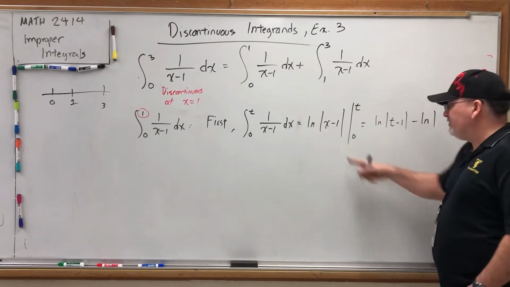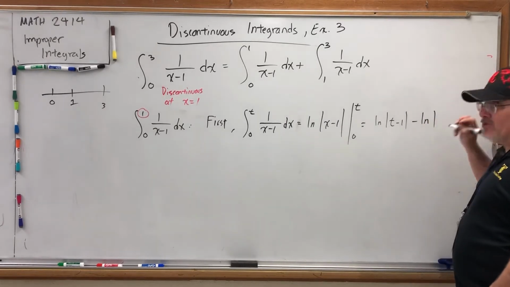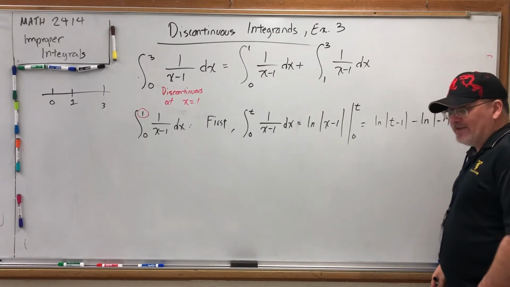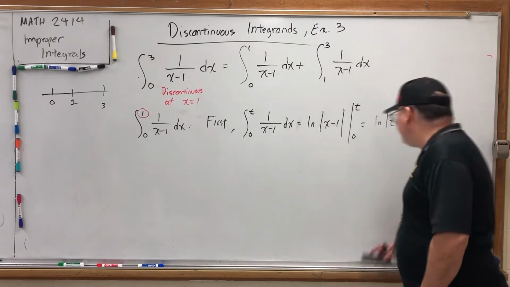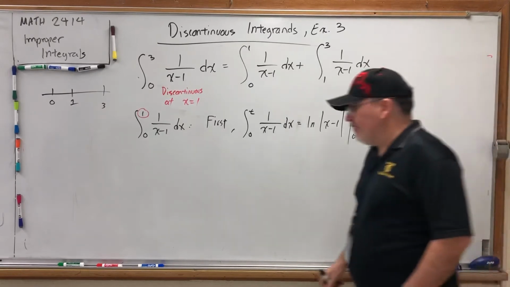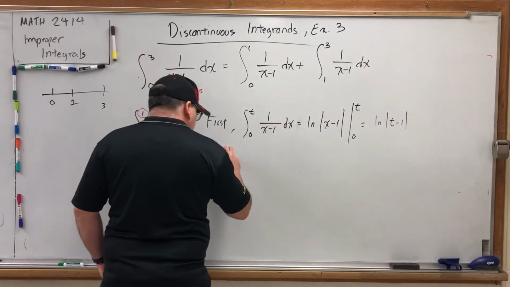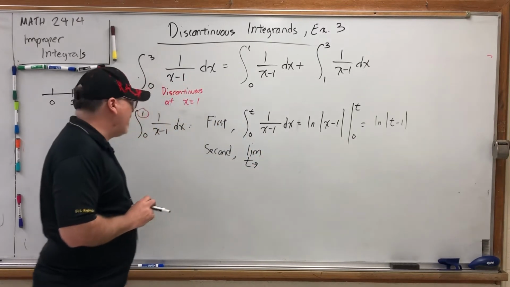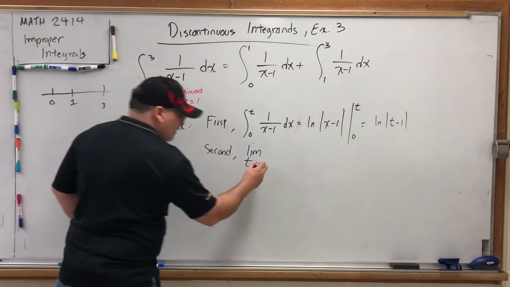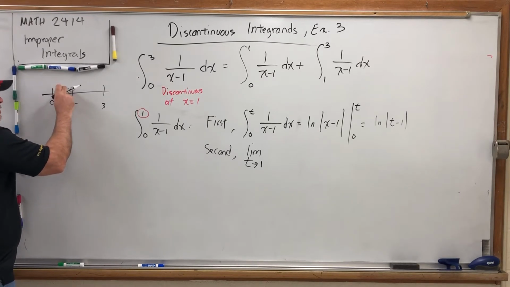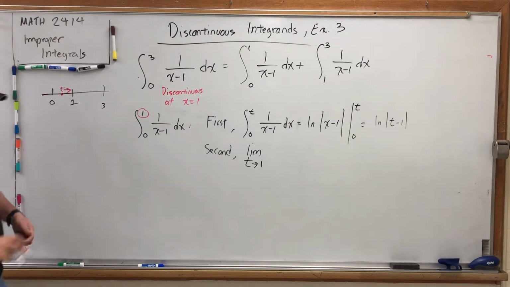Minus the natural log of, substituting 0, we get 0 minus 1, which is negative 1. But the absolute value of negative 1 is 1, and the natural log of 1 is 0. So the second half of this subtraction problem vanishes. So there's our antiderivative. Then we have to take the limit as t approaches the correct number from the correct side. We are approaching 1, but this integral was from 0 to 1, which means our t is somewhere between 0 and 1, which means to approach 1 means to approach it from the left.